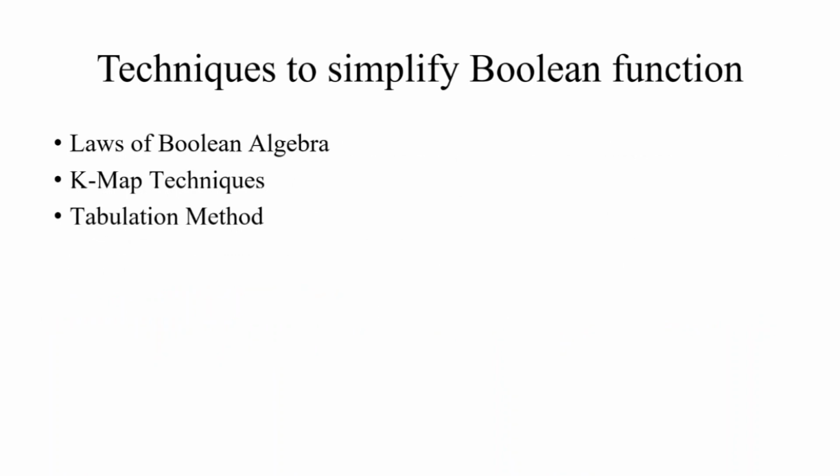Here, some techniques are used to simplify a Boolean function. One technique is the laws of Boolean algebra. In previous classes we discussed the various postulates or axioms of Boolean algebra, and with their help we proved some theorems of Boolean algebra. Here we use these theorems to minimize a Boolean function. So the first technique is the laws of Boolean algebra.